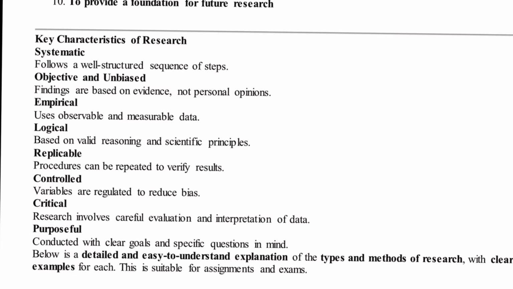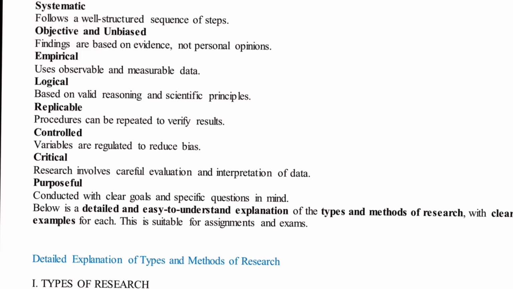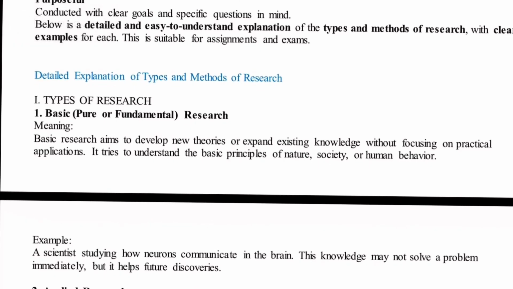Next is controlled. Variables are regulated to reduce bias. Next is critical. So research involves careful evaluation and interpretation of data. And next is purposeful. So it is conducted with clear goals and specific questions in mind.